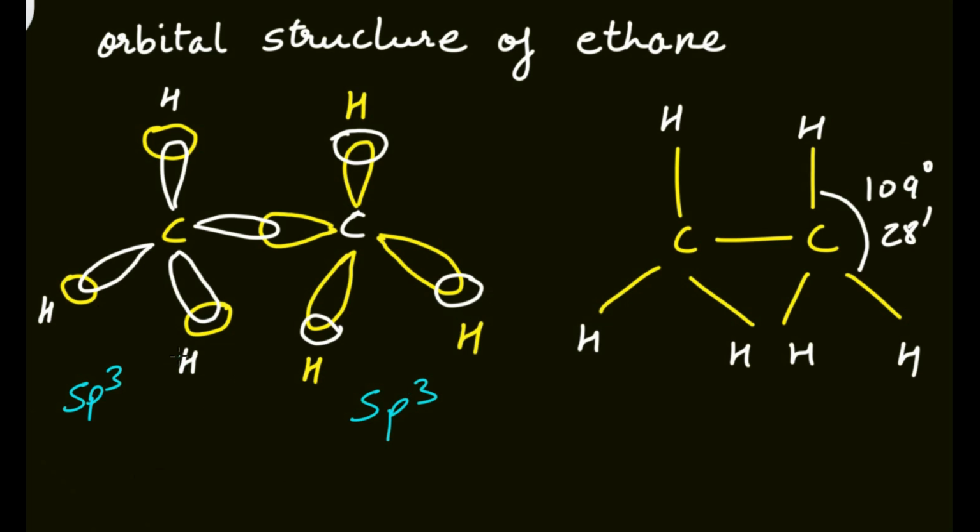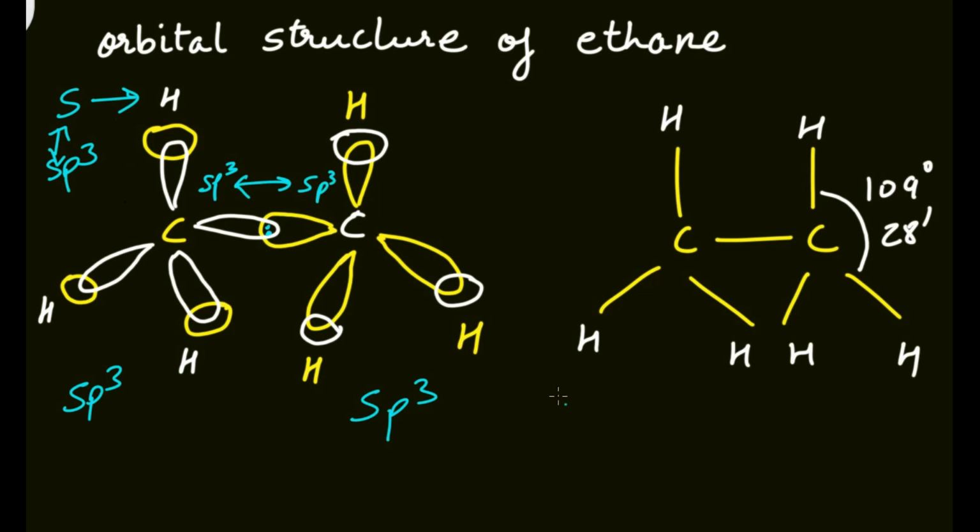Now, each carbon is connected with 3 hydrogen atoms by sigma bond. The sigma bond formed is between the s orbital of hydrogen and the sp3 hybrid orbital of carbon. Remember this. And the last bond, the fourth bond, is formed between 2 carbon atoms. This bond is between the sp3 hybrid orbital of one carbon and the sp3 hybrid orbital of the other carbon, and the bond is a sigma bond, right? That's how the structure works.